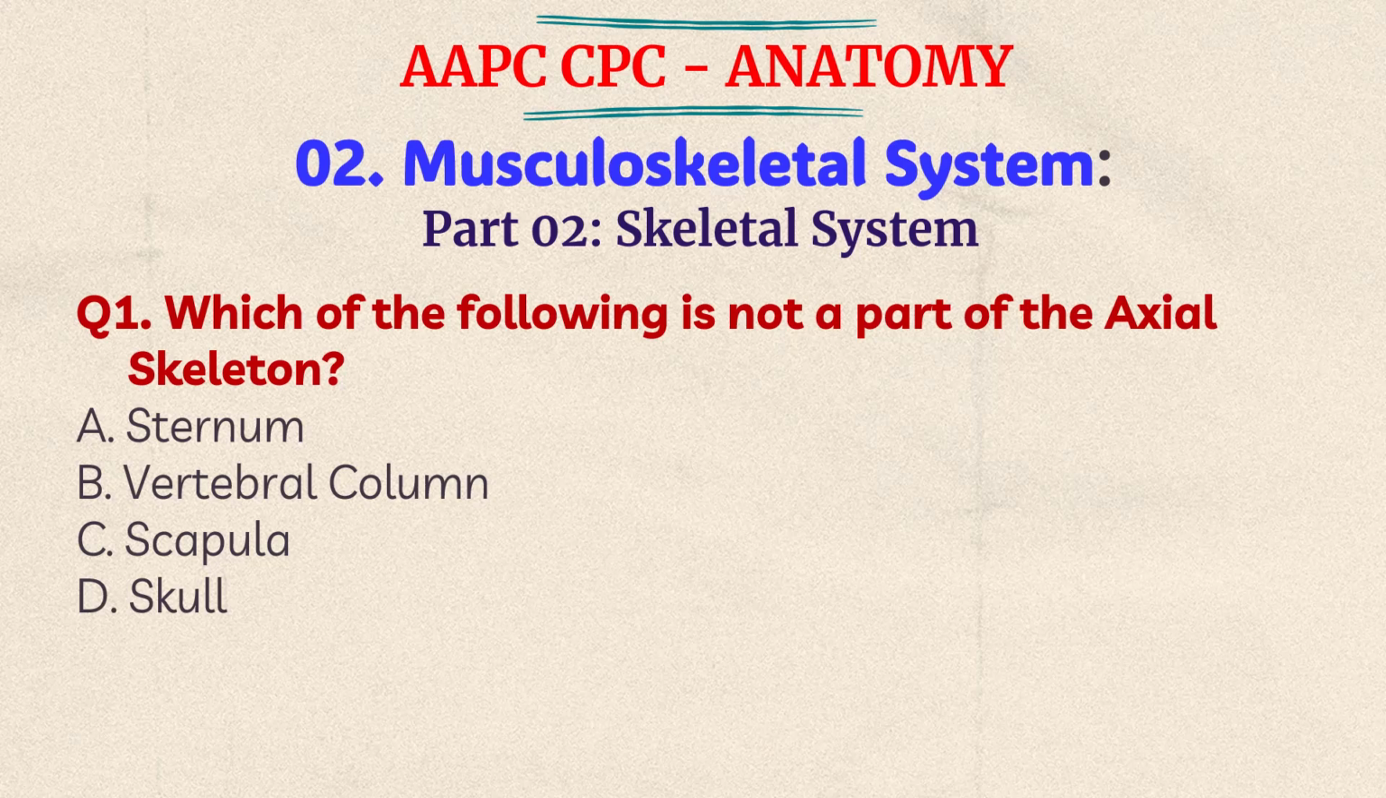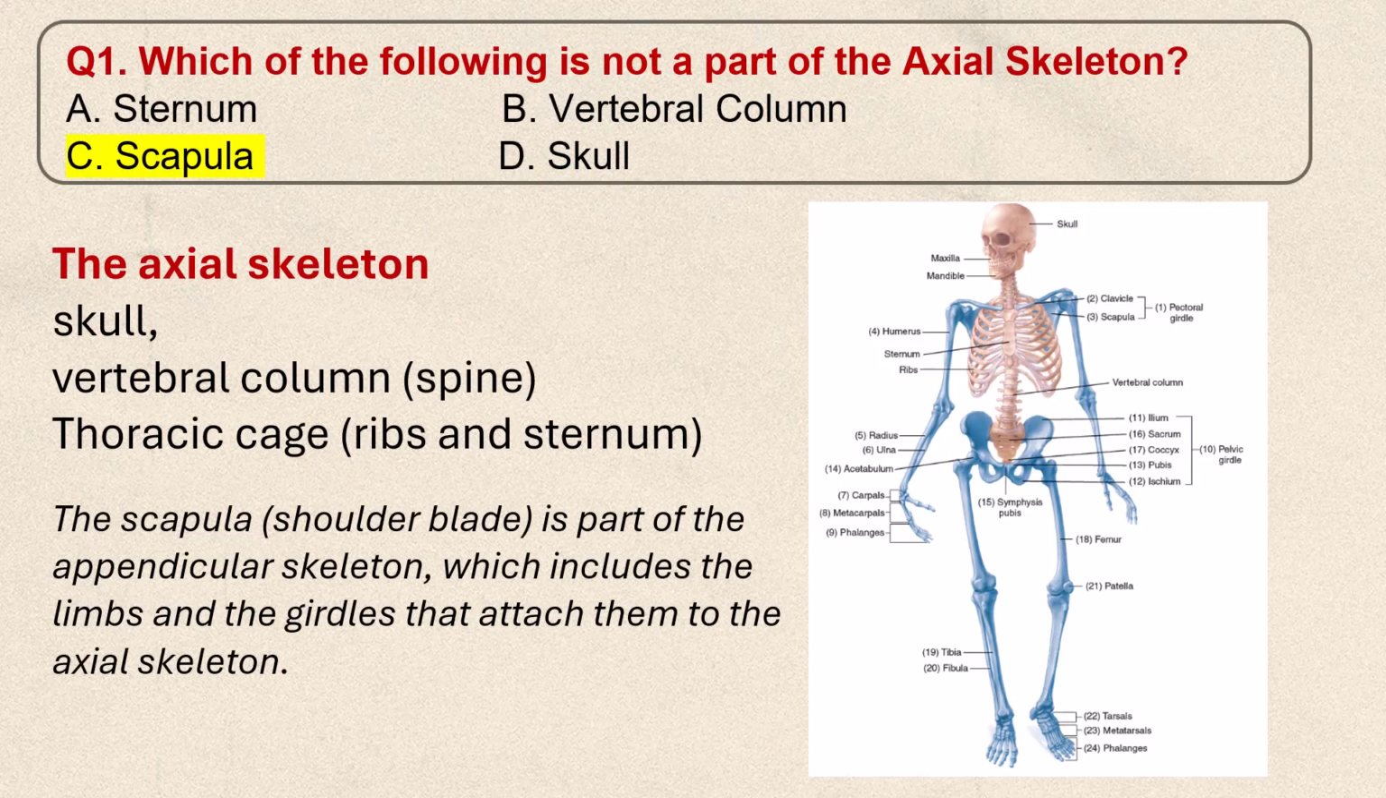Question number 1. Which of the following is not a part of axial skeleton? A. Sternum, B. Vertebral column, C. Scapula, D. Skull. Think the answer. The correct answer is C.